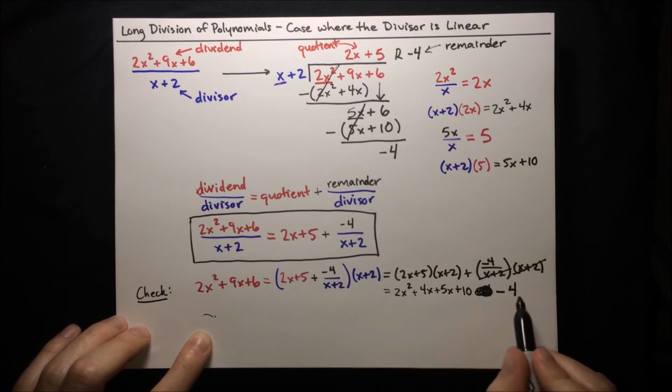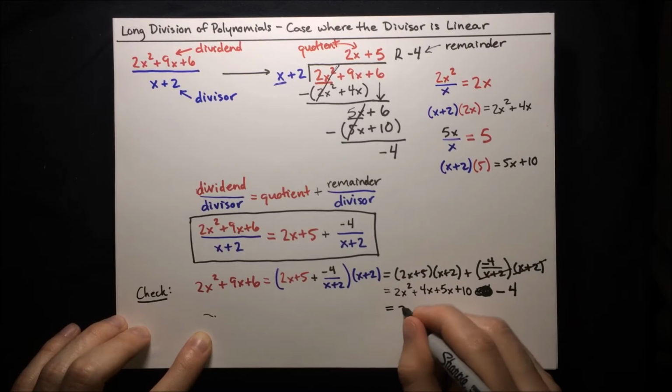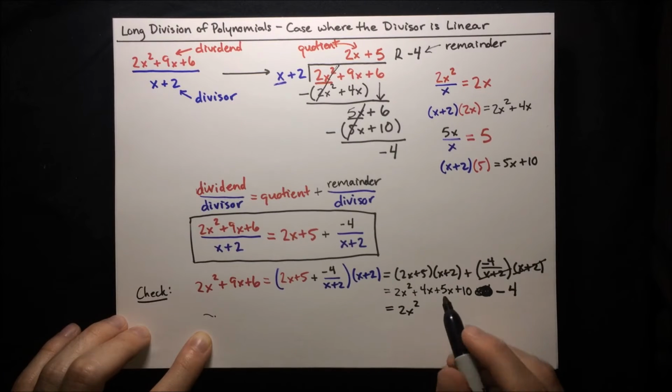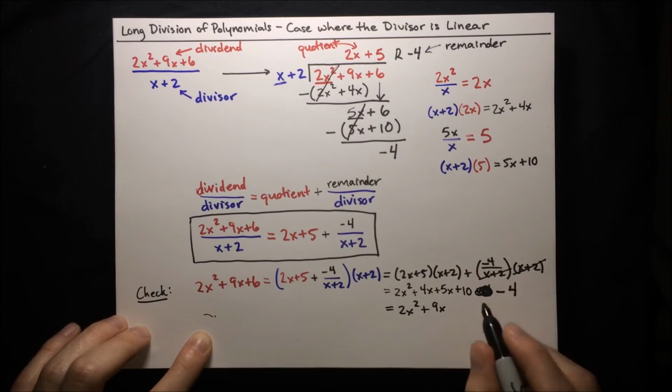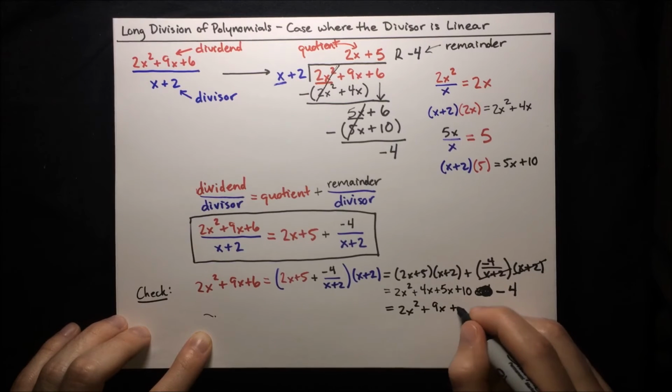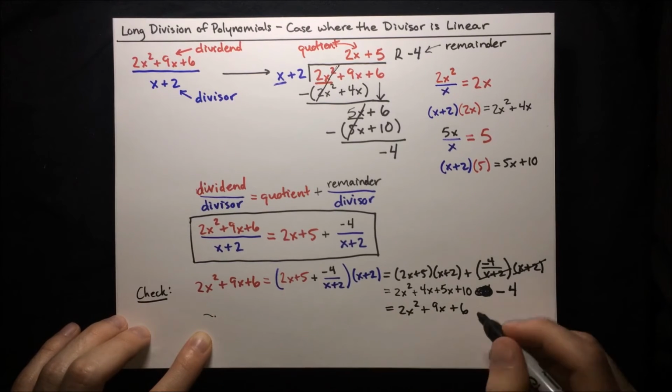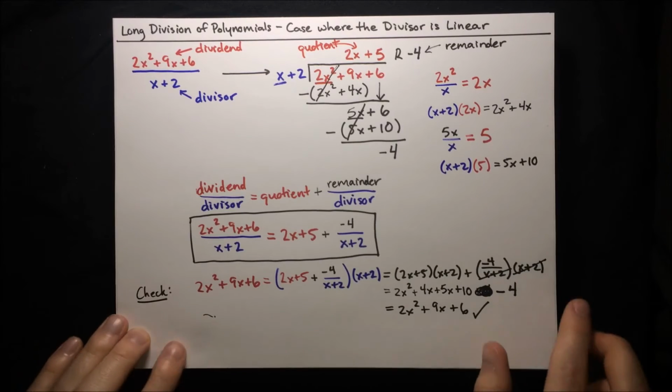Okay, and then we can group up all the terms here. So that's 2x squared plus 9x. 10 minus 4 is your 6. So that matches up well. Yeah, so we can be sure that it's right.